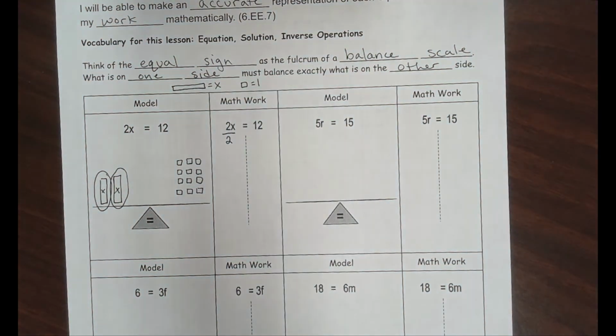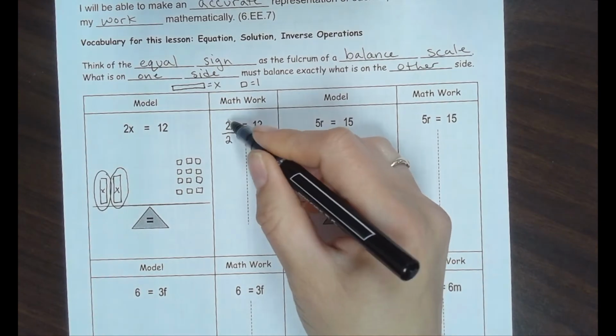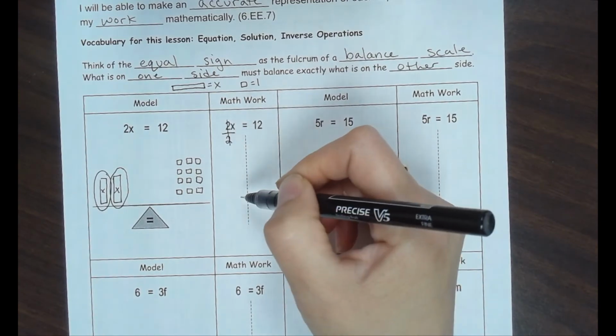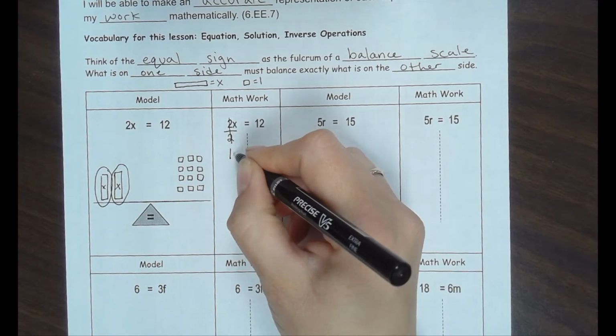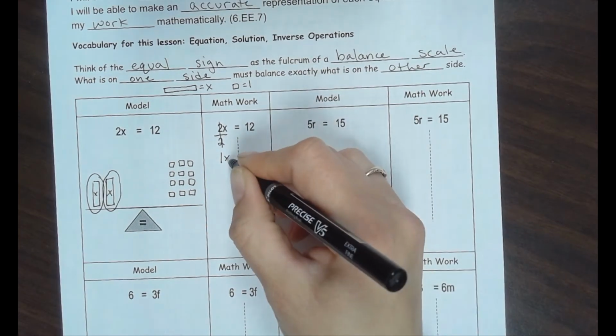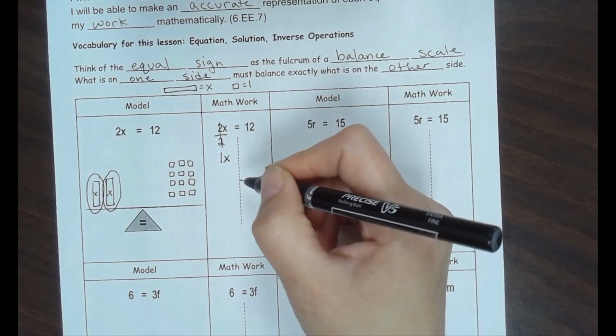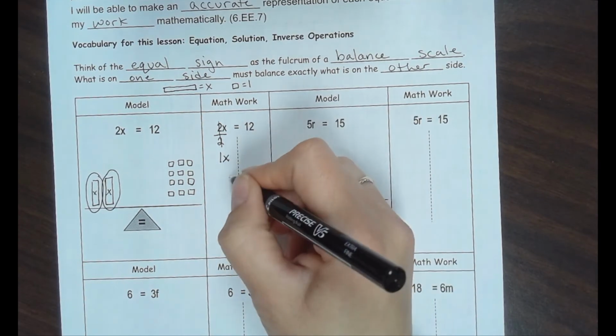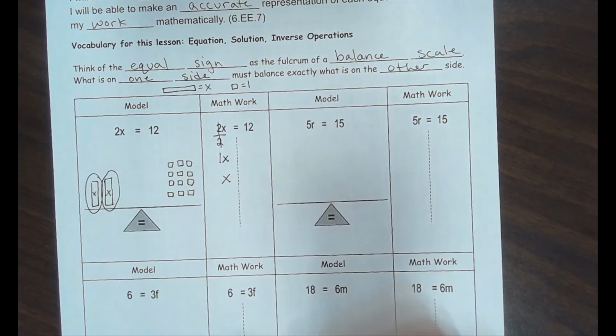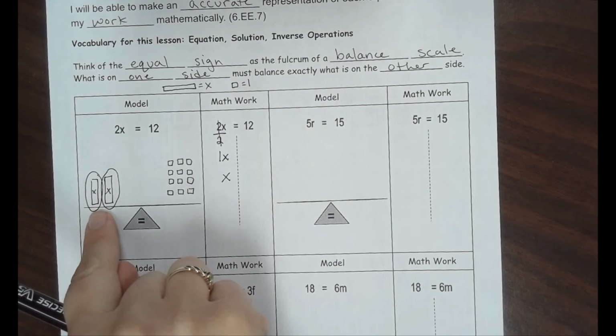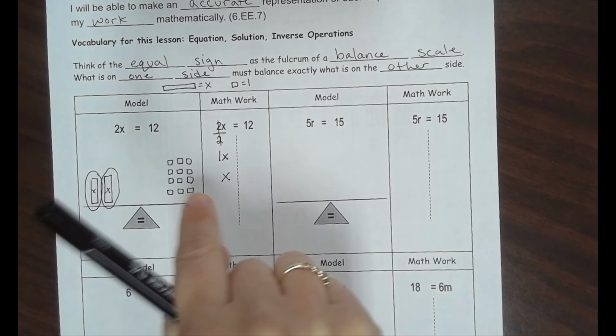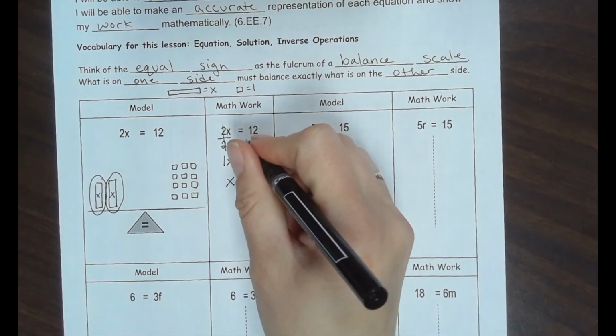Now when I take 2 and I divide it by 2, what's 2 divided by 2? 1. I get 1x. Now do I have to write 1x? I can, it doesn't hurt anything. But 1x is the same as just x, isn't it? Okay, I divided this into 2 groups. To keep it balanced, I'm going to divide this into 2 groups as well.